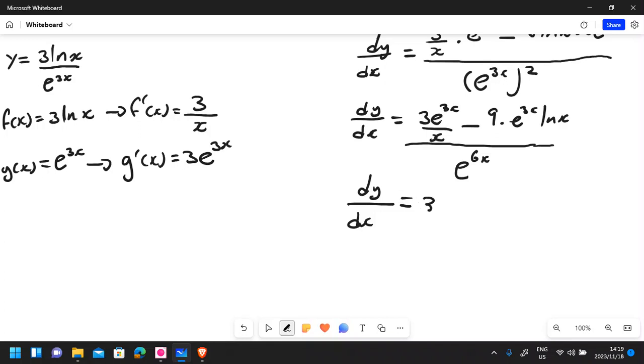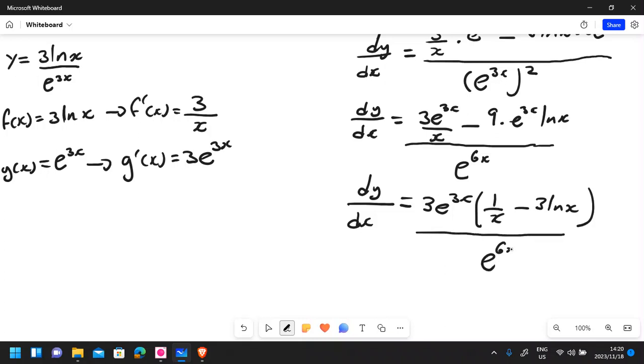So if you take out 3 and e to the power of 3x, what are we going to be left with here? We're going to be left with 1 over x. And on this side, we're going to be left with 3 natural log x, right? And then this is going to be divided by e to the power of 6x.